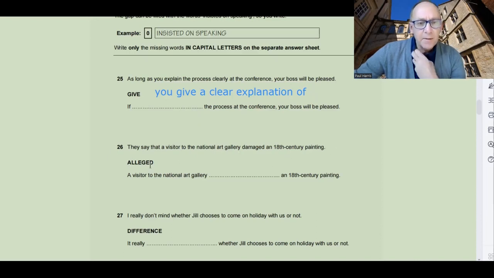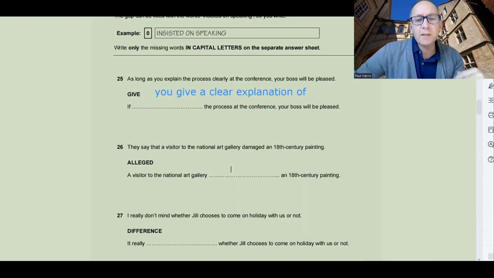Let's see what happens here. They say that a visitor to the National Art Gallery damaged an 18th century painting. Okay, so here we've got the word alleged. Okay, again, if we look at the bottom, we can see what is going to be necessary, what we already have written at top and bottom. So 18th century painting we have here, a visitor to the National Gallery, we also have that. Something about damaged, obviously we're going to have to write about, and something about a visitor and they say, okay?